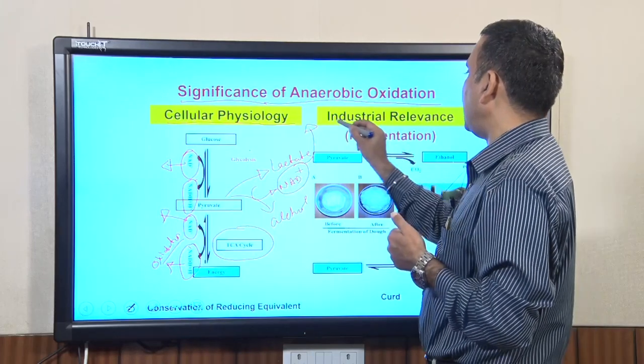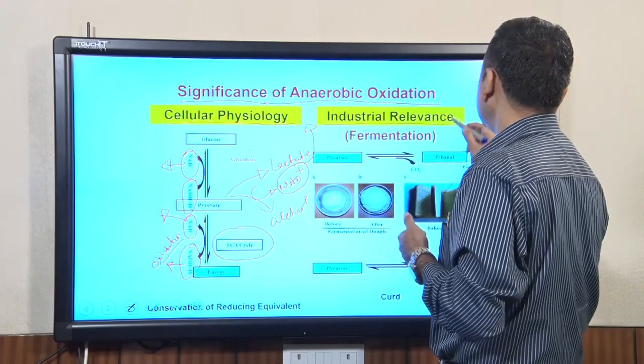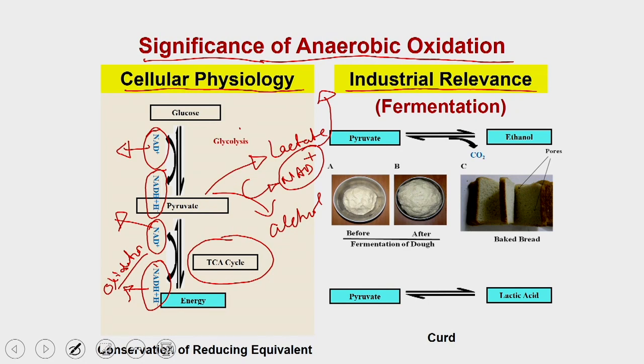Now let's discuss the industrial relevance or the industrial importance of this anaerobic oxidation. In the first step, the pyruvate is getting converted into ethanol with the release of carbon dioxide. So there will be a removal of carbon dioxide. The classical example in this case is yeast. We have already discussed that this reaction is very highly upregulated in the case of yeast.